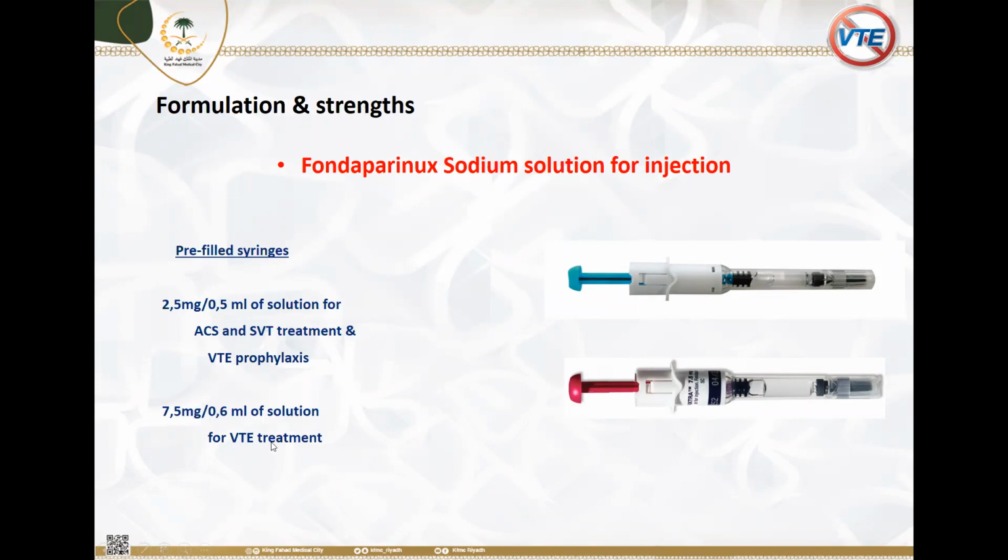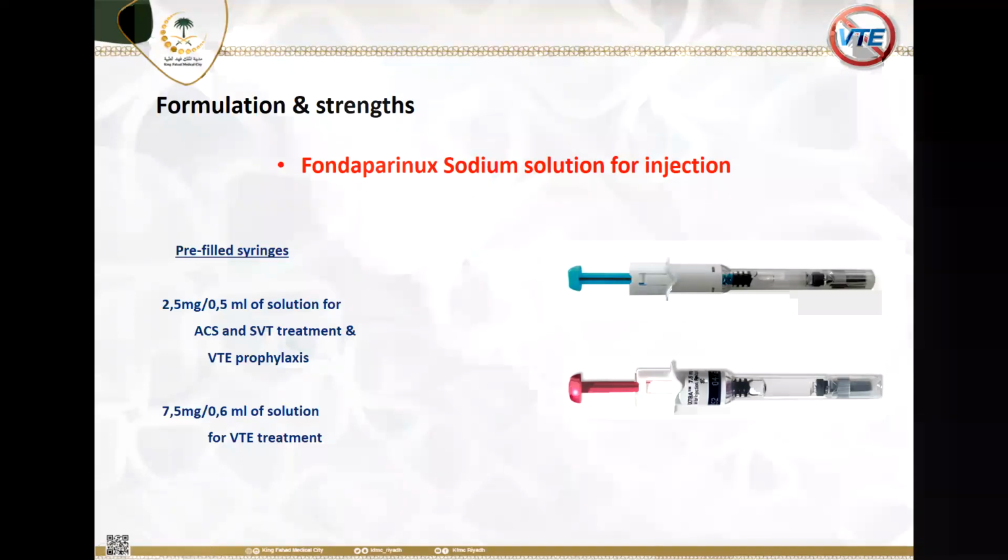7.5 milligram for VTE treatment. So easy to give once daily, 7.5. And there are some guidelines. If the patient weighs less than 50, you give 5 milligram. If the patient weighs more than 100, you give 10 milligram. So easy, but the average dose is about 7.5.